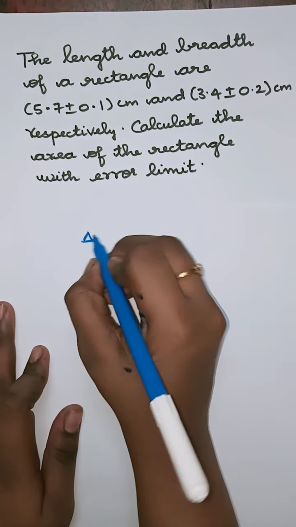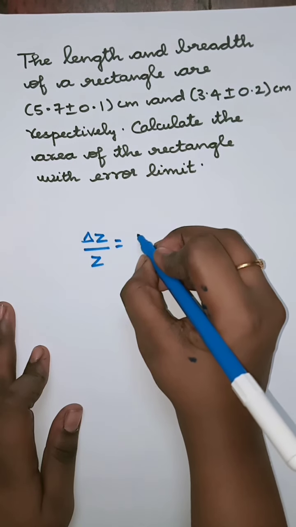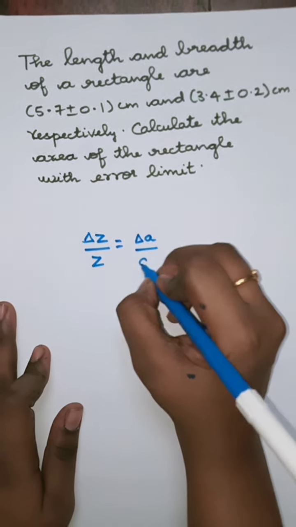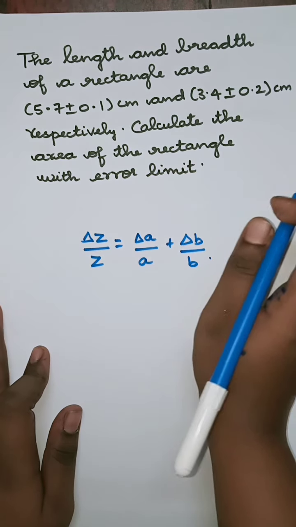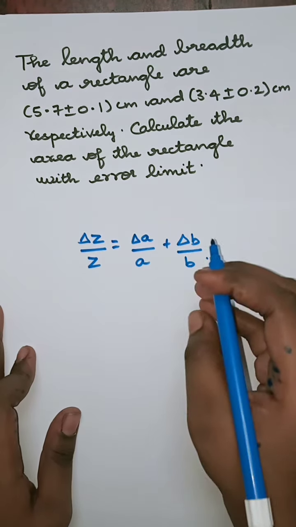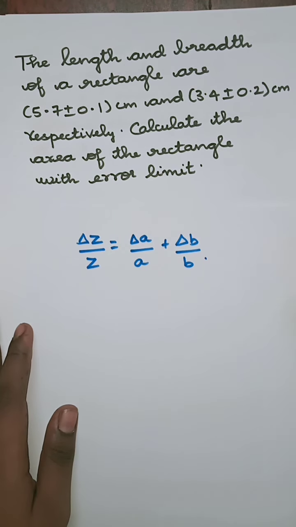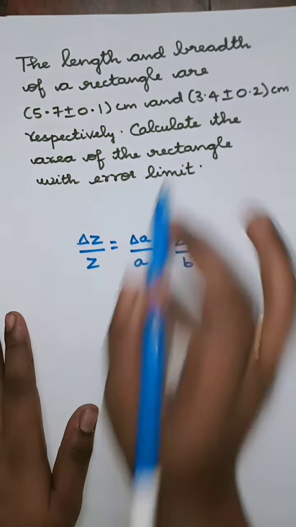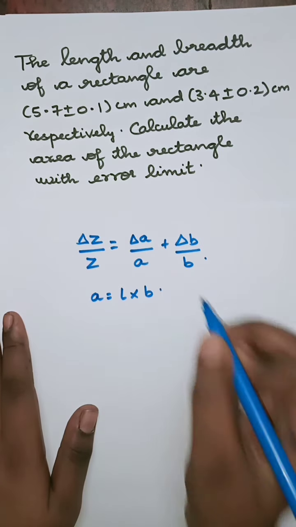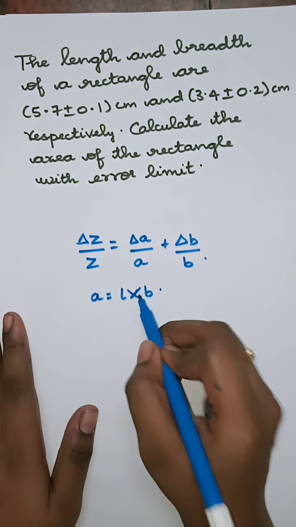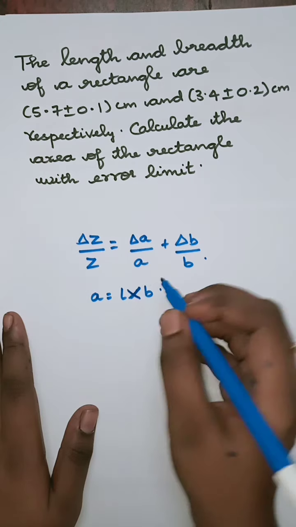The formula is del z by z is equal to del a by a plus del b by b. Now, how will you find whether the error is because of product or division? First put the formula: area is equal to length into breadth. I am multiplying the two quantities, so the error has occurred because of the product of two quantities.